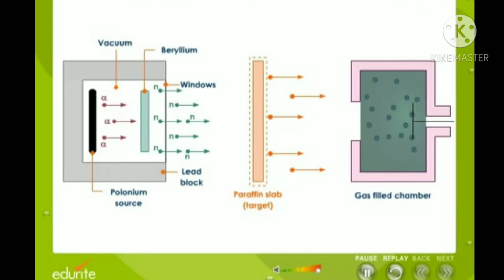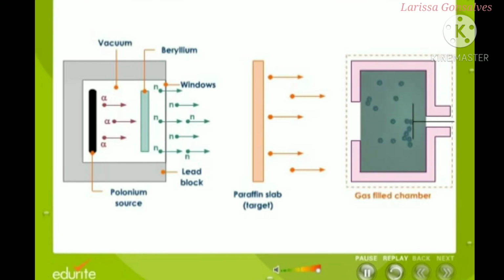Chadwick placed a target in the path of these rays. These rays knocked out atoms from the target. These atoms, which had become charged as a result of collisions, were made to enter a chamber filled with gas. These charged particles ionized the gas and the ions drifted towards an electrode constituting a current.